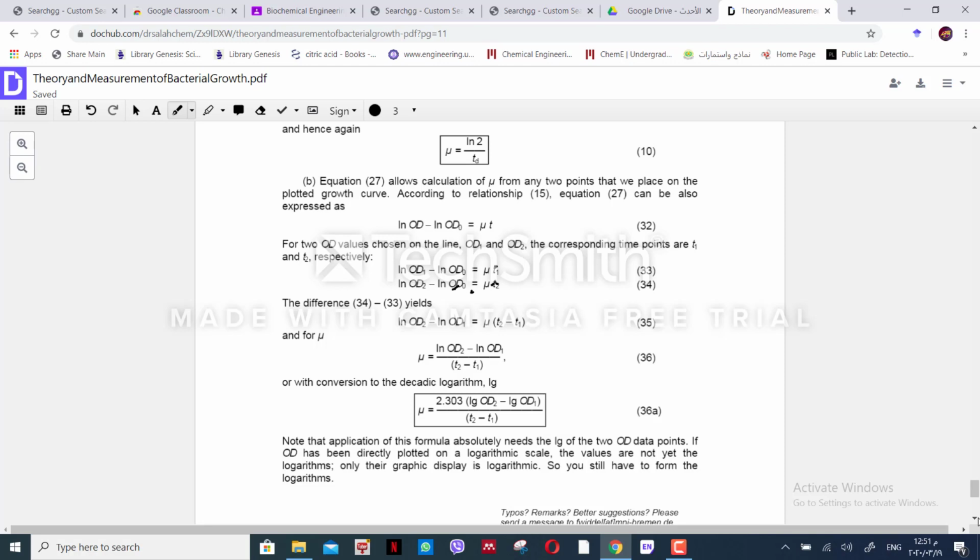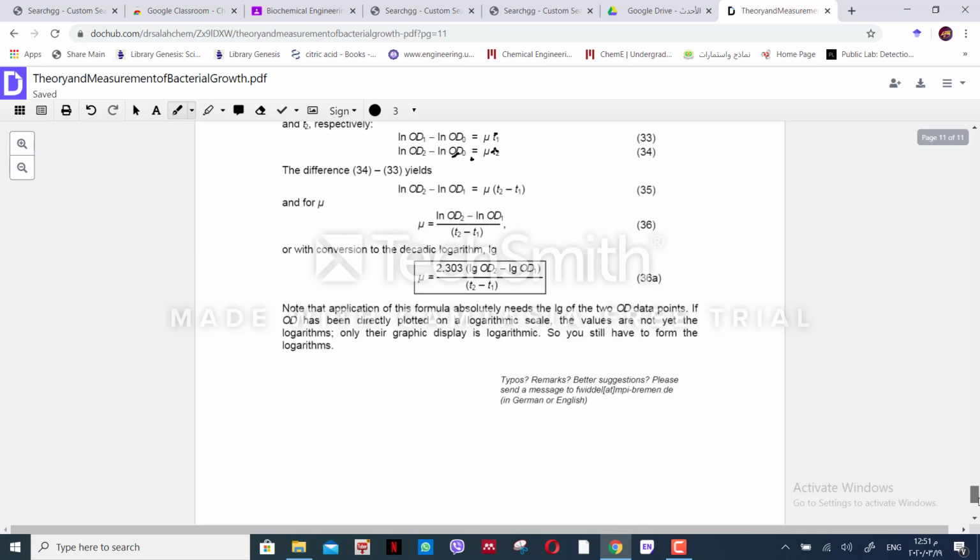We know that mu equals ln optical density 2 minus ln optical density 1 over t2 minus t1. As we mentioned before, from the figure we can put t2 minus t1 here and compute mu. So mu equals 2.303 times logarithm optical density 2 minus logarithm optical density 1 over t2 minus t1. Note that the application of this formula absolutely needs the log of the two optical density data points. If optical density has been directly plotted on a logarithmic scale, the values are not yet logarithmic, only their graphic display is logarithmic, so you still have to form the logarithm.